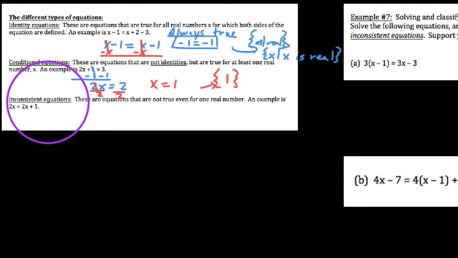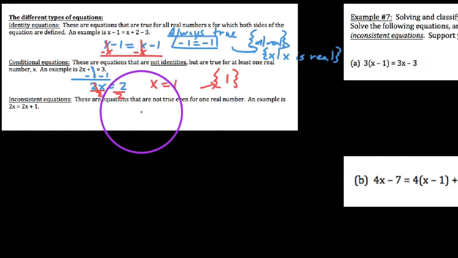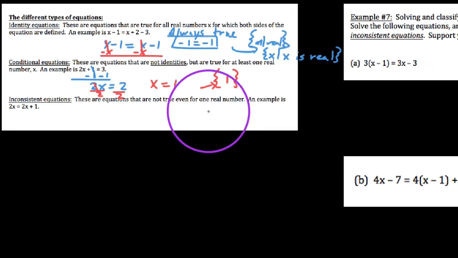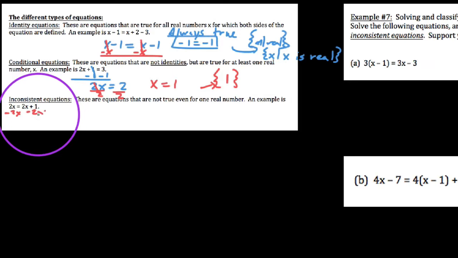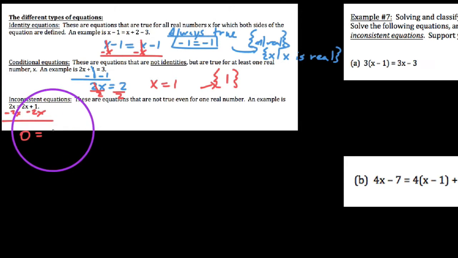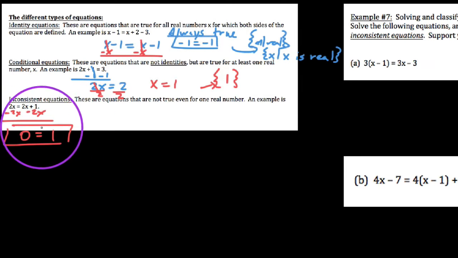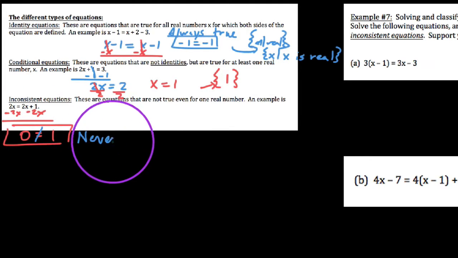And then inconsistent equations. You can just remember that inconsistent means no solutions. These are equations that are not true for even one real number. So the difference is: infinitely many solutions, one solution, or inconsistent, which means no solutions. An example of this is, when would 2x equal 2x plus 1? If we subtract 2x from both sides to get our x's on one side, we get 0 equals 1. The idea I want to identify inconsistent equations with is this: we get a statement that is never true.